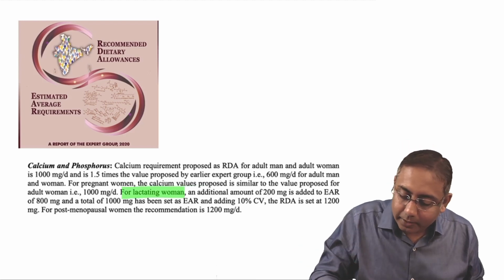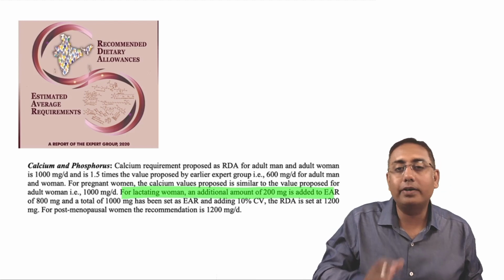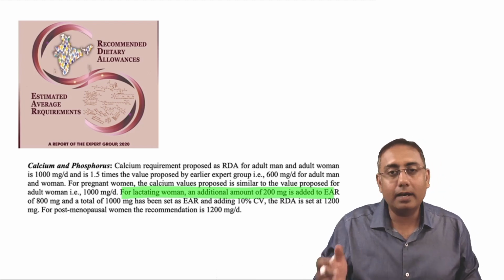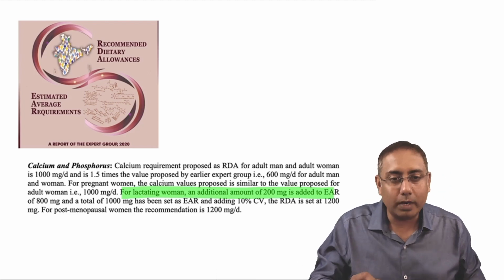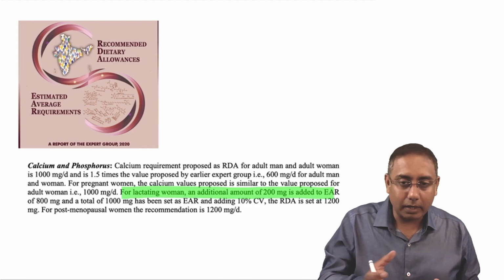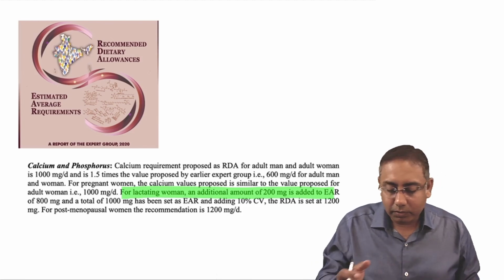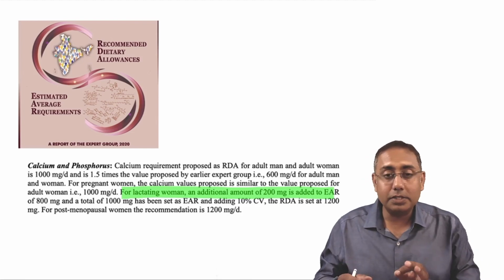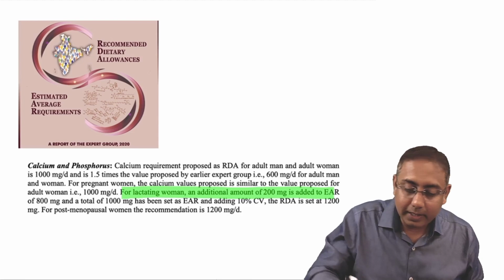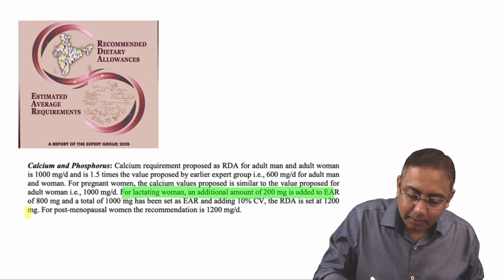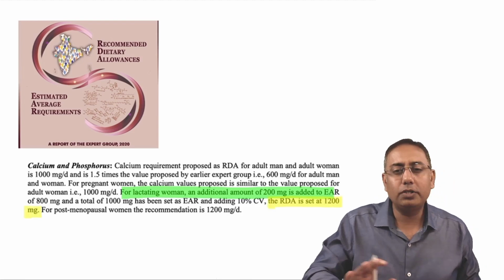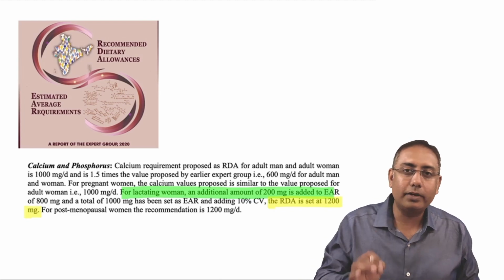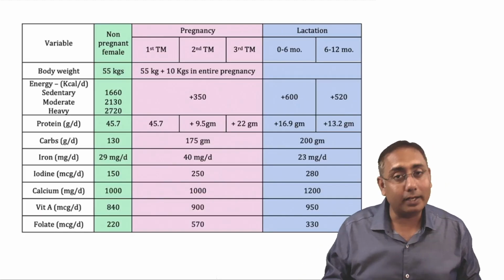So for a lactating female, an additional amount of 200 is added to the EAR, that is the average energy requirement of 800, and a total of 1000 has been set as EAR. Adding 10% CV, the RDA is set at 1200 milligram. So that is what you just need to remember, that an extra 200 is specifically added for a lactating female.